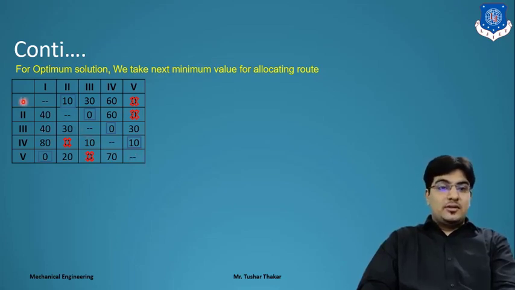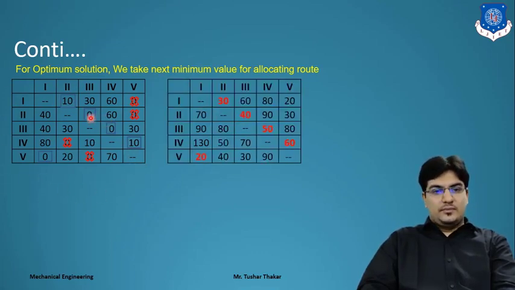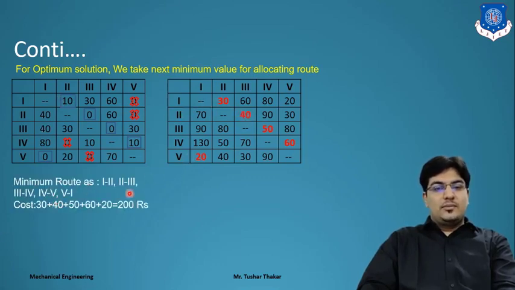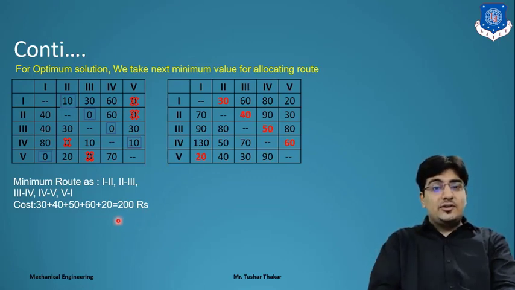The bus driver goes from the first area to the second area, then second to third, fourth, fifth, and then fifth area to the first area. Means he makes one closed loop going to all the areas. So we take the original values to find the minimum route: 1 to 2, 2 to 3, 3 to 4, 4 to 5 and 5 to 1. Cost is equal to 200 rupees. Means here the cost is increasing from 180 to 200 rupees.